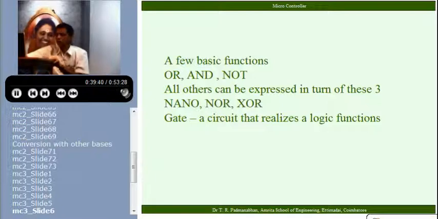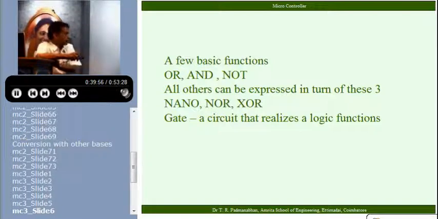However, there are three other functions which are equally commonly used. One is the NAND function, the NOR function, and the XOR function. These three are very commonly used. So we'll just go through these functions briefly.